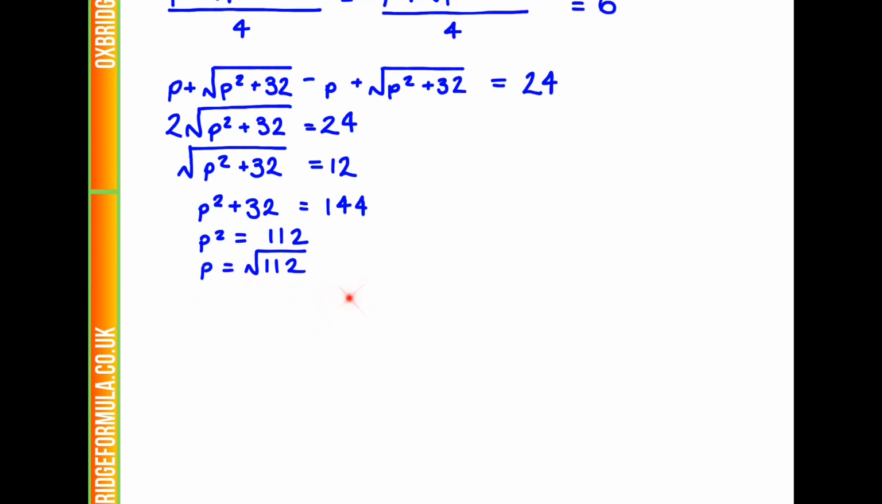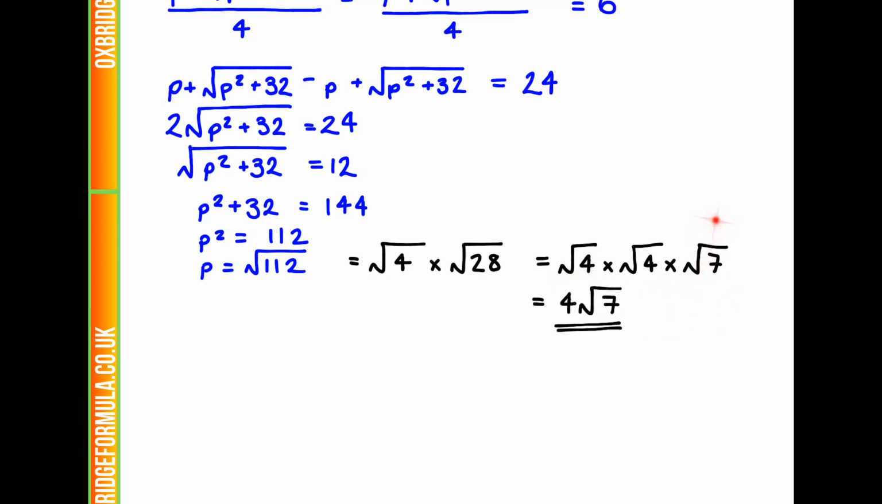Now this is right, but it's not one of our answers on our answer sheet, so we need to simplify this down a bit more. So how can we do that? Well, let's just take out square numbers we know are factors. So we've got root 4 times 28, and we can do this again with our 28, so it's root 4 times 7. For our final answer of 4 root 7, and that corresponds to answer B. So that's our final answer there.